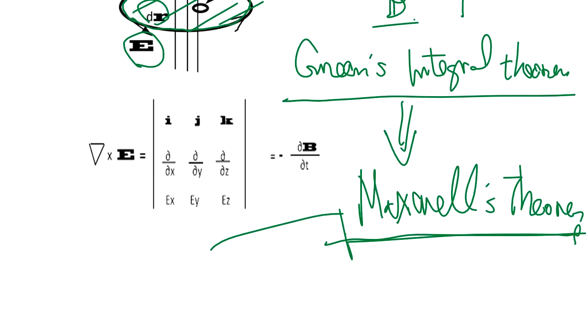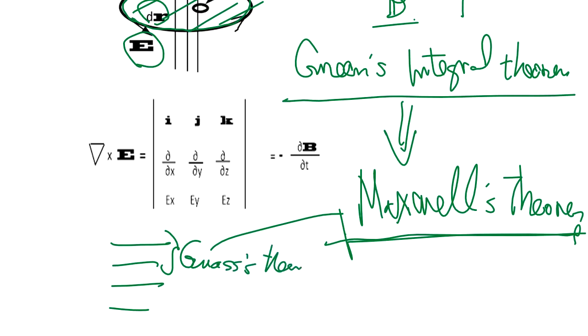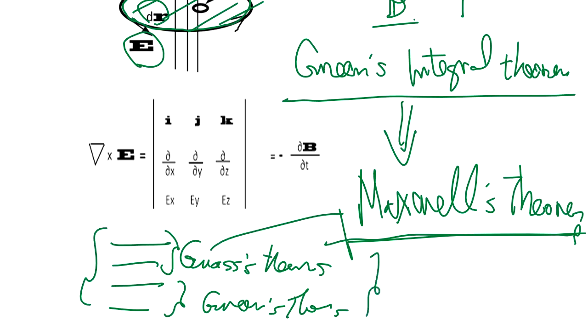Maxwell's equations are four equations. Two of them are Gauss's theorem, and two of them are Green's theorem. So if you master this math, basically electromagnetic theory is going to be much easier for you to master. This is a very quick rundown of the integral theorems of vector calculus.